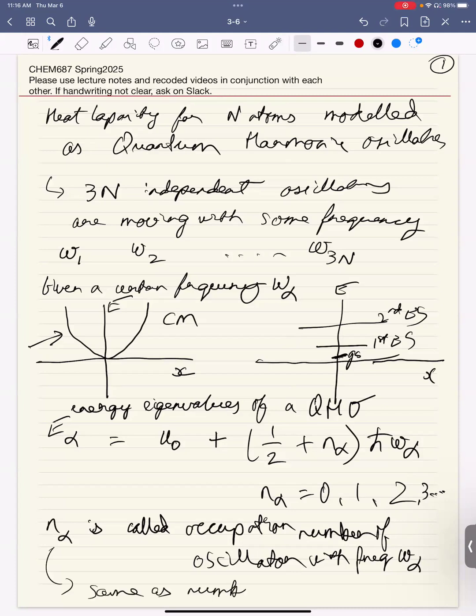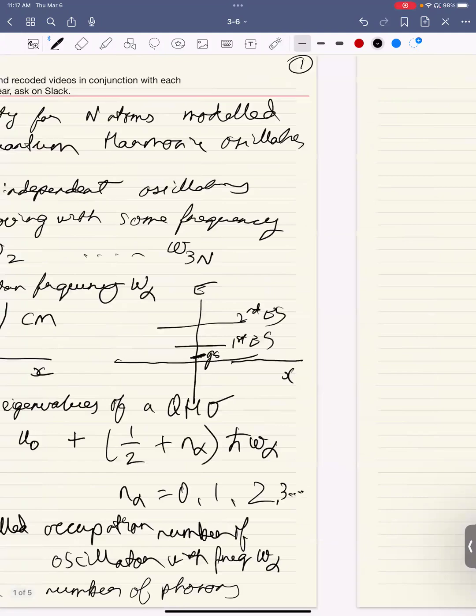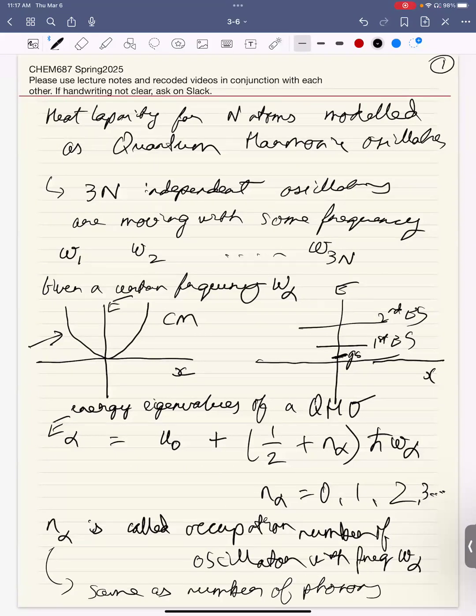Number of phonons. And if you have never done phonons, this seems very, very strange. Like, what are you talking about? What is a phonon anyway? It is the quantization of lattice movement, right? And if n alpha is equal to 0, you say 0 phonons of frequency omega alpha. If n alpha is equal to 1, you say 1 phonon of frequency omega alpha. If n alpha is equal to infinity, you say infinitely many phonons of frequency alpha.